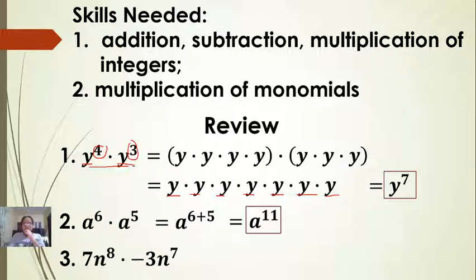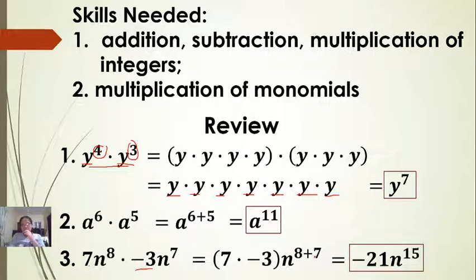And 7n raised to 8 times negative 3n raised to 7. If it involves numerical coefficients, multiply the numerical coefficients first, 7 and negative 3, and then add the exponents. So that will give us negative 21n raised to 15.